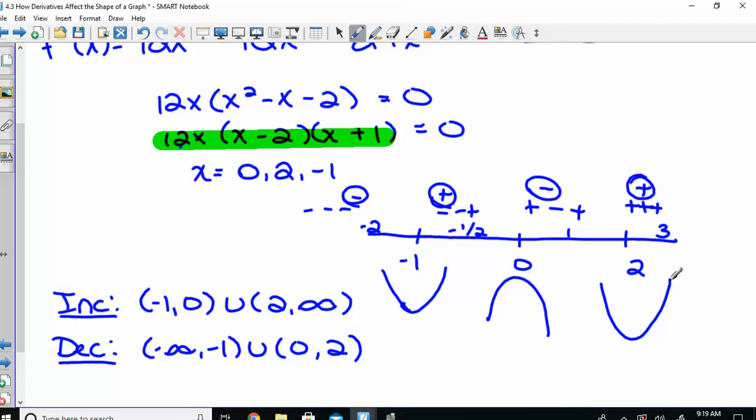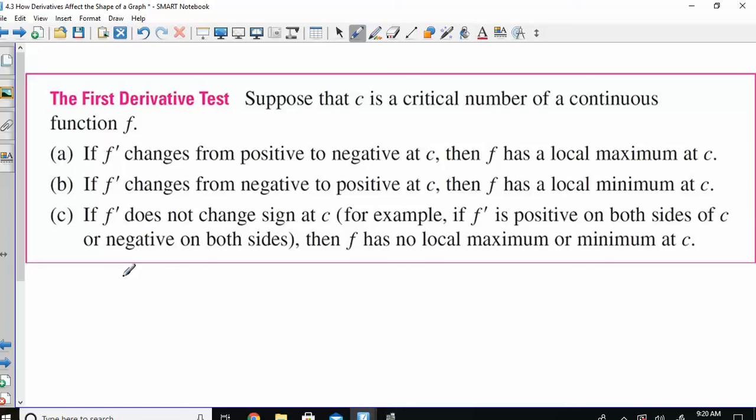Now these are not the absolute maximums and minimums. To do that, we have to be like on the quiz, where you have to test the y values, but these give us our local maximums and minimums. So that is the first derivative test.